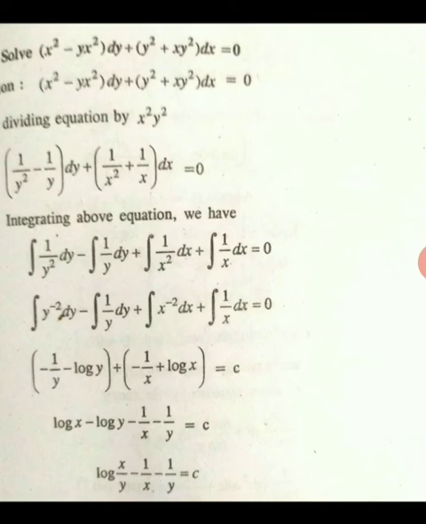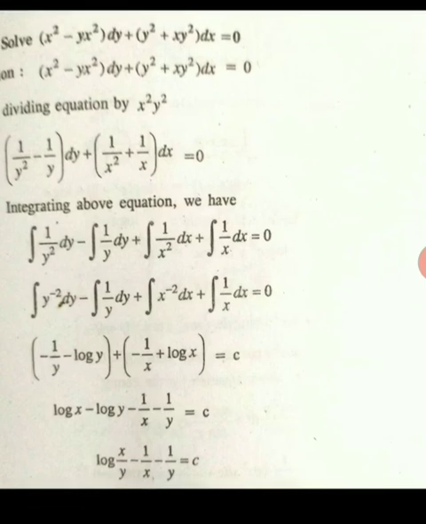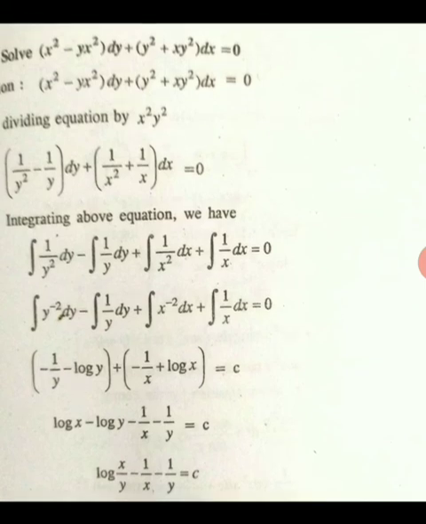If you take the first term, x square gets cancelled, and you get 1 by y square. For the second term, minus y x square divided by x square y square, what do you get? 1 divided by y into dy. Plus, for the second term, y square gets cancelled, and you get 1 by x square, plus x y square divided by x square y square, which gives 1 by x into dx. Here the equation is in the form where the variables are separable. Here y is on one side and x is on the other side.